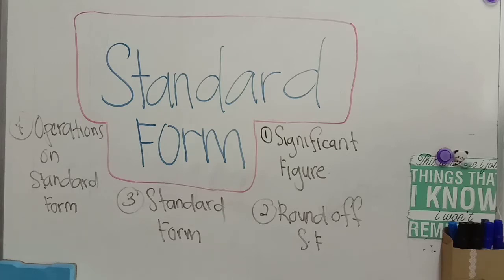I have gone through this chapter, and I found that these are the four parts which are really important for your exams later. The four parts are significant figure, rounding off significant figures, standard form, and operations on standard form. Operations on standard form are basically plus, minus, divide, and times on the standard form.